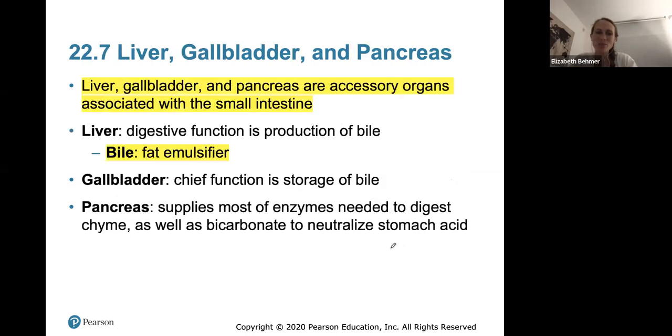So here's the liver, gallbladder, and pancreas. These are accessory organs that you should know. The liver's digestive function is to produce bile, and the gallbladder stores bile. So people can live without their gallbladders because their liver will continue to produce bile. Your gallbladder just acts as a storage tank for it. Bile itself is what we call a fat emulsifier, and we'll talk about what emulsification is. The pancreas supplies most of your enzymes needed to digest the chyme when it gets into the small intestine, as well as bicarbonate to help neutralize any stomach acid that might have made its way into the small intestine as well.